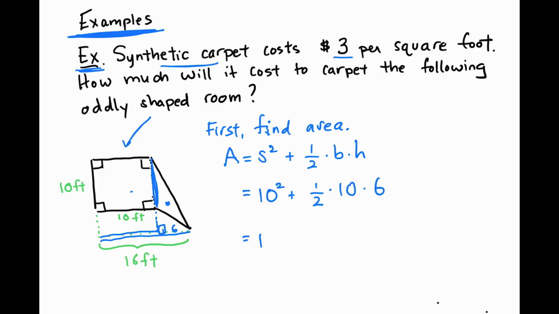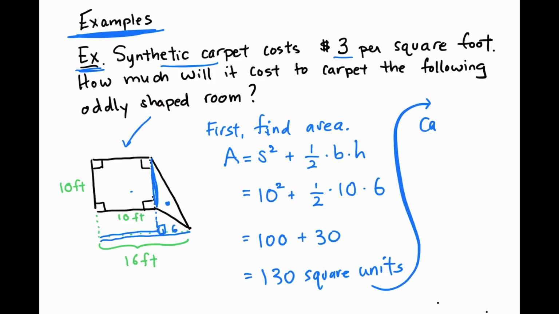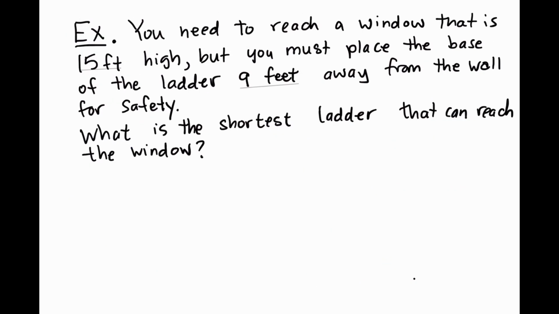And now adding this up, I have 100 plus 30. So 130 square units. That would be the area of the room. And so if we want to carpet the room, we have to pay 130 times $3 for each square foot, and we end up with $390.